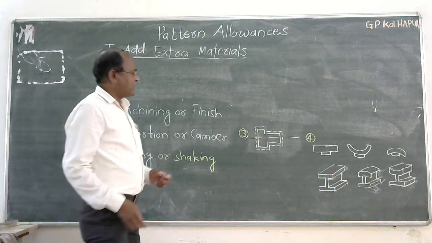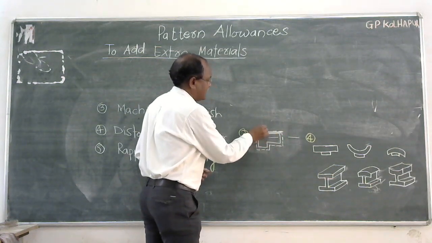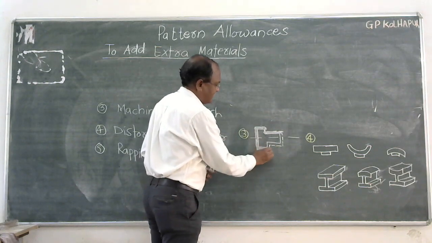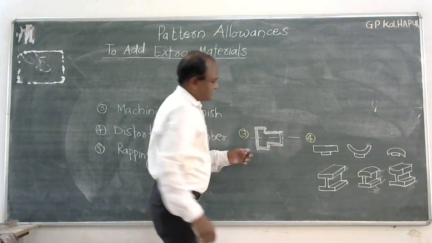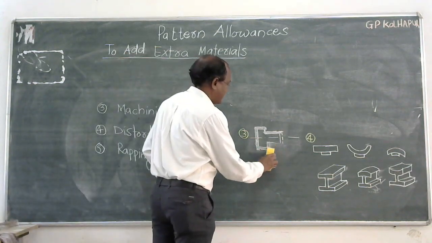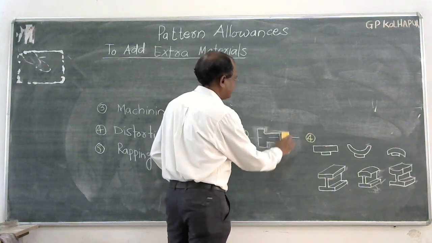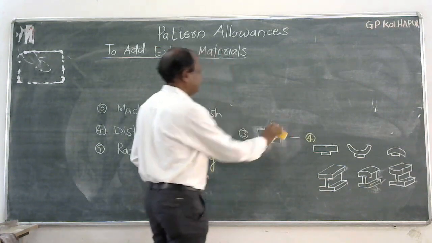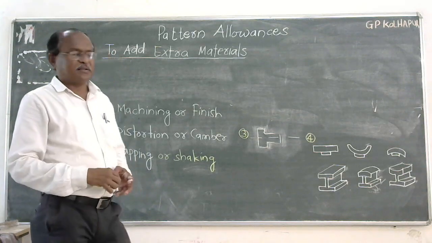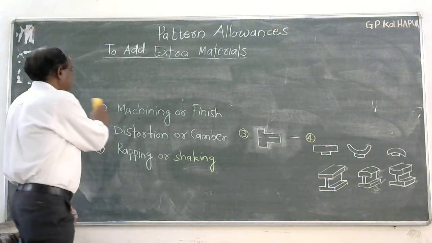So I must provide some extra material. This extra material is added on the pattern so that it will take care of finishing after casting. This much amount of material is to be removed by the machining process, and you obtain a good surface finish on the outer surface of the cast product. So you have a fine finish surface on the outer surface of the cast product. So that is the machining allowance.